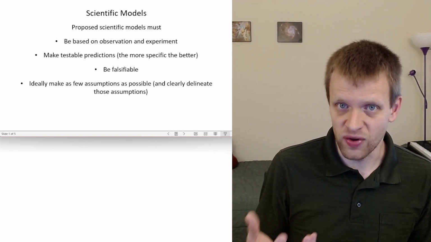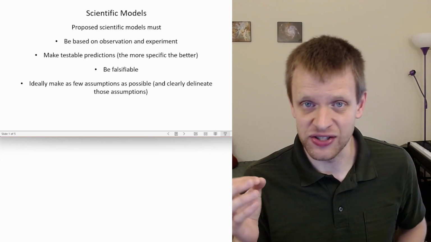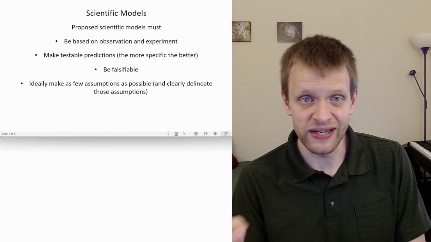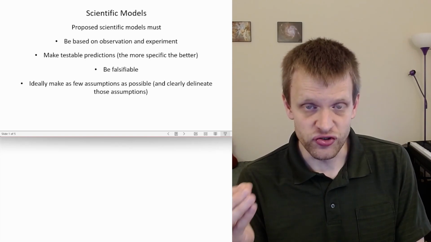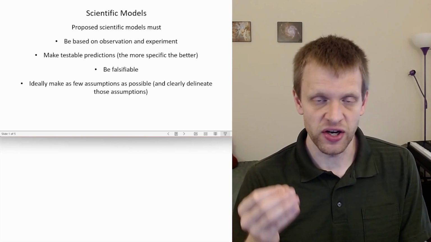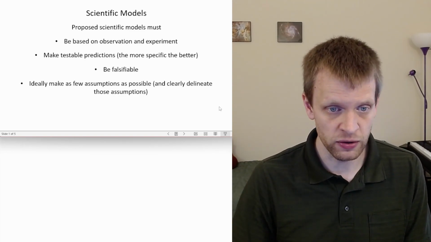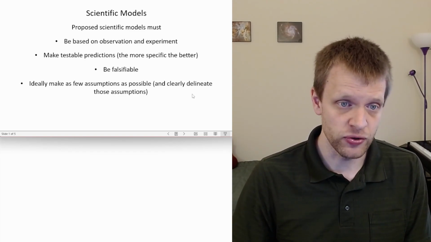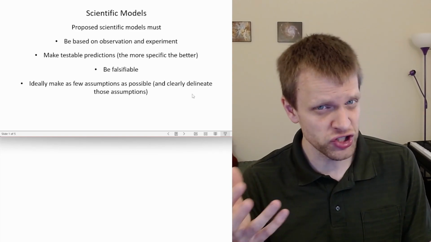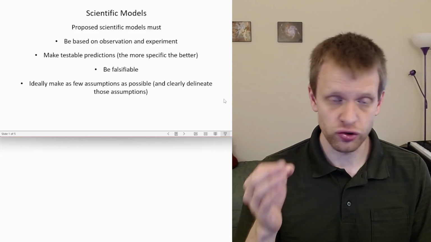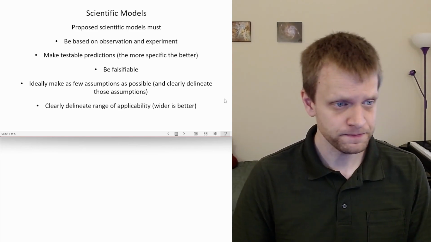So again, when we have assumptions, we want to make as few assumptions as possible. You can also relate this to Occam's razor. We don't want to multiply entities unnecessarily. We don't want to make more assumptions than we have to in our model. And again, when we do have to make those assumptions, because we have to start somewhere, we want to clearly delineate what those assumptions are so we can try to put them to the test as well.